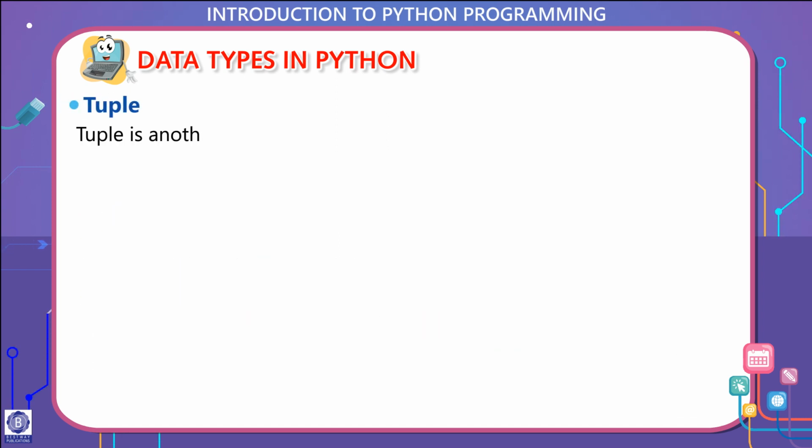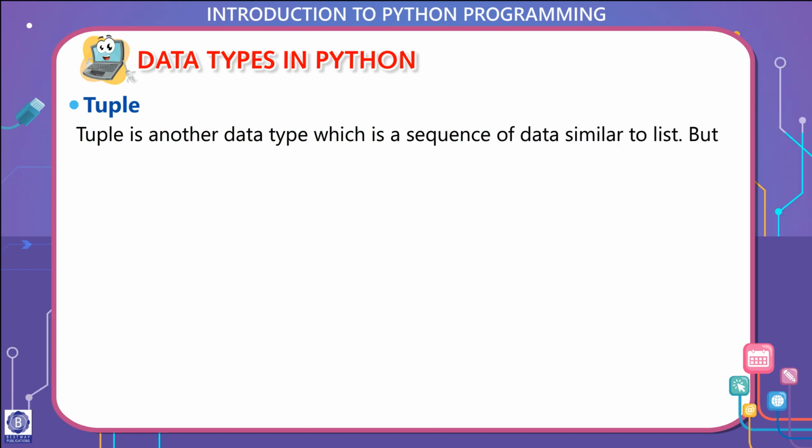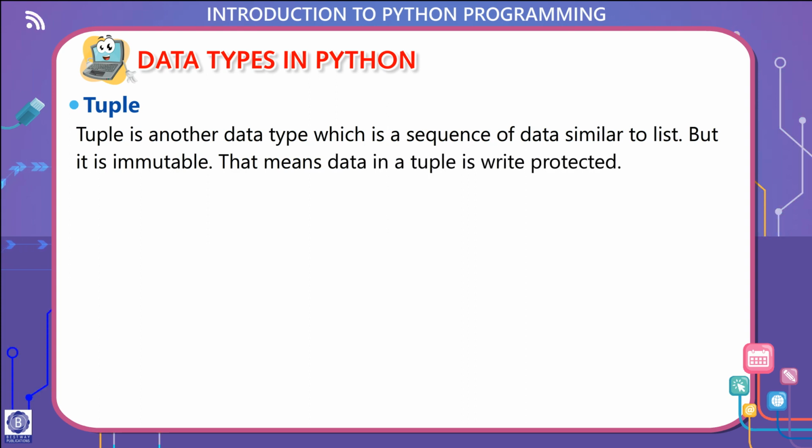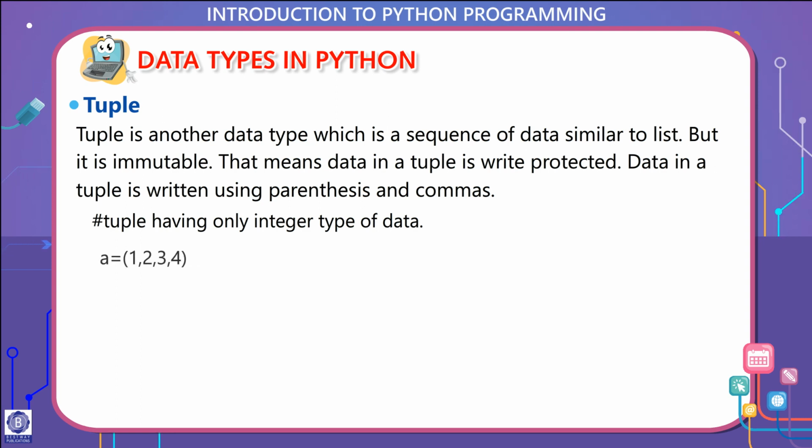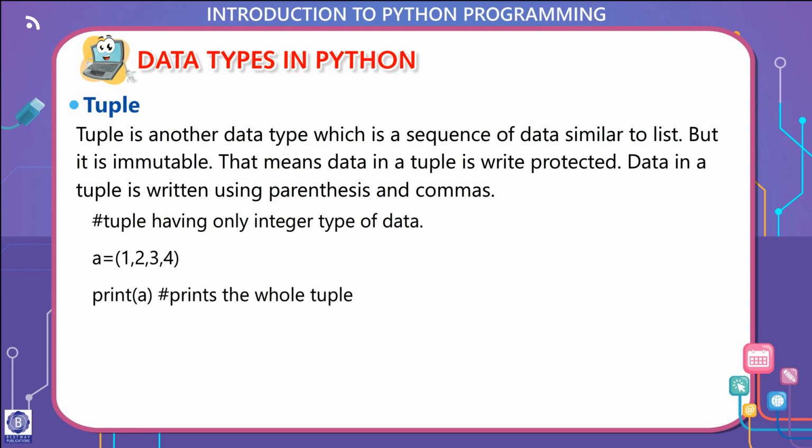Tuple. Tuple is another data type which is a sequence of data similar to list, but it is immutable. That means data in a tuple is write protected. Data in a tuple is written using parentheses and commas. # Tuple having only integer type of data: a = (1, 2, 3, 4), print(a). # Prints the whole tuple.